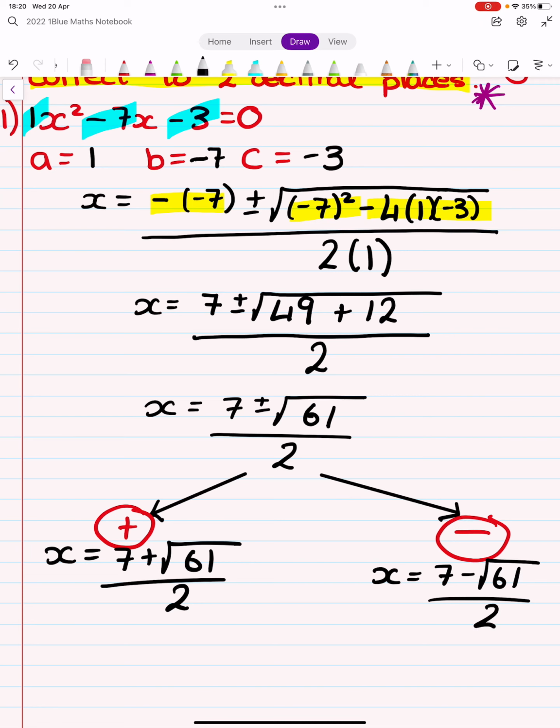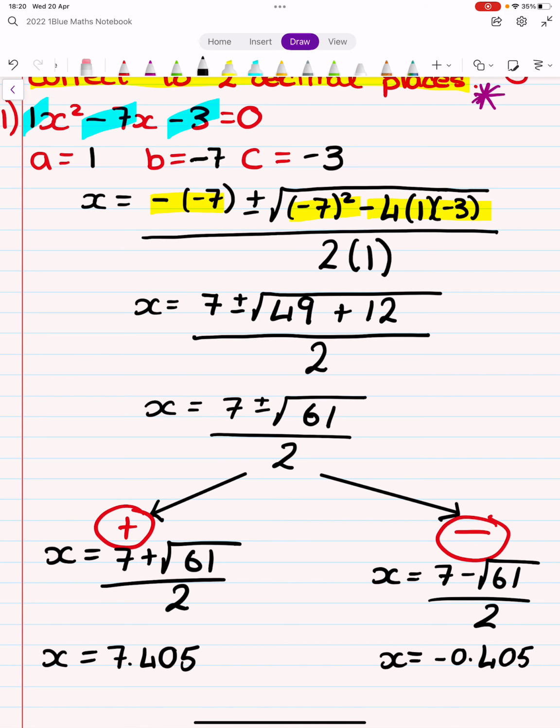Finally, we're at the easy part where we just shove it into our calculators. And on the left-hand side, we should see that x equals 7.405. And on the right-hand side, we should see that x equals minus 0.405.